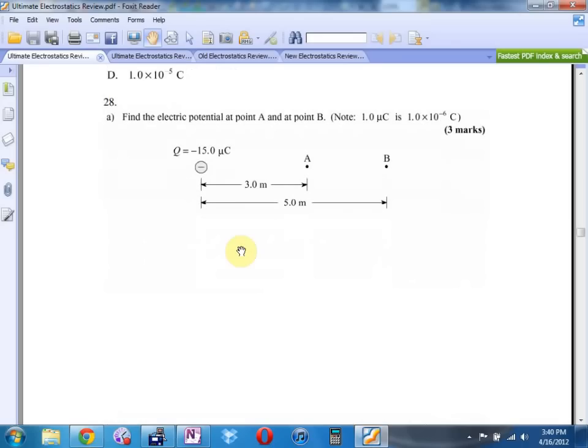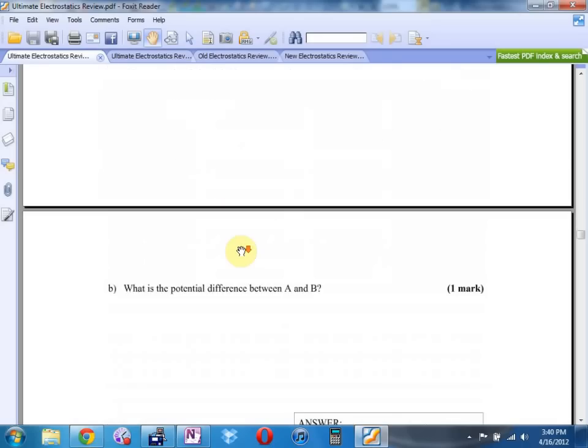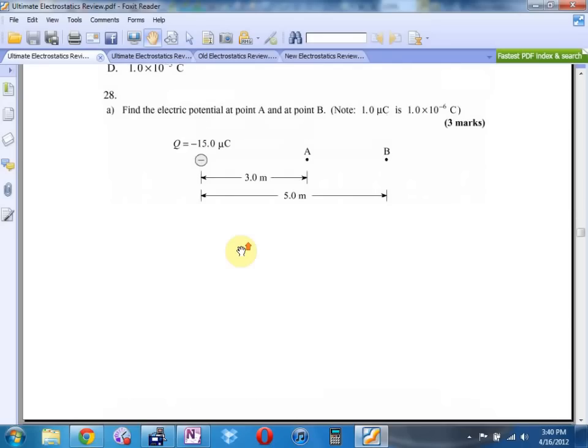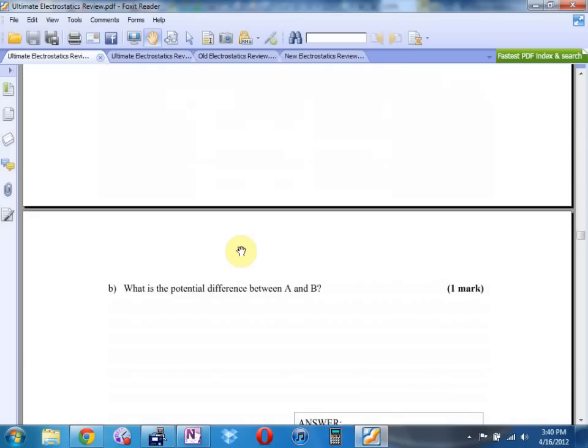27 is fine. 28, sure. Now, what is A asking me to find? Itzel, can you read 28A to me? Find the what? Energy? No, voltage. At point what? And what is B asking me to find?